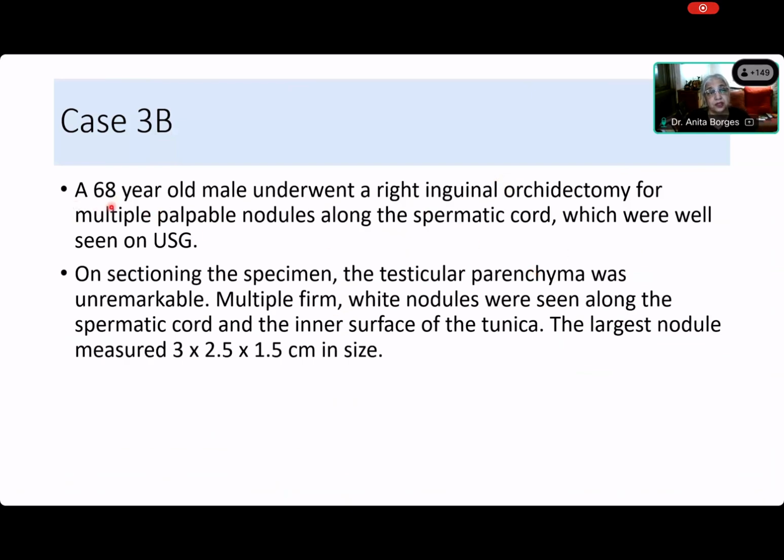But this was a 68-year-old male who had a right inguinal orchidectomy for multiple palpable nodules along the spermatic cord, and they were seen on ultrasound.